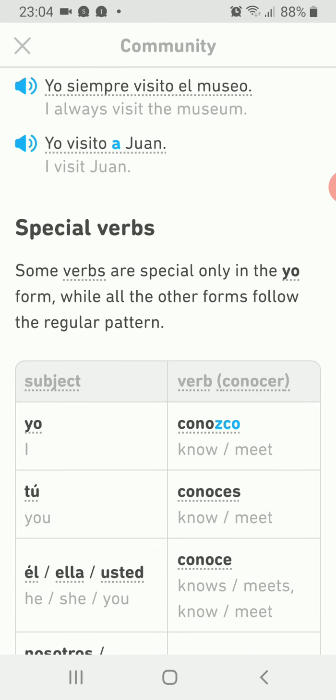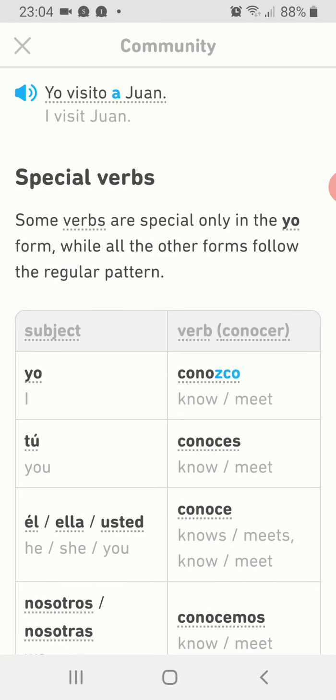And special verbs. Some verbs are special only in the yo form, while all the other forms follow the regular patterns. So this is something that we haven't seen till now. So conocer, it's to know. Here I see that it can also mean to meet. Encontrar, I think it's more to meet, but conocer, it says it's also to meet.